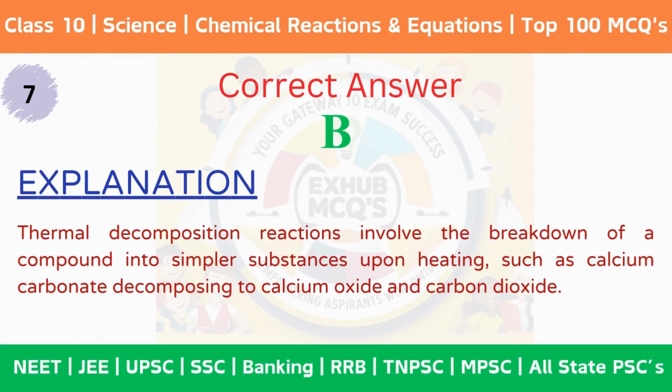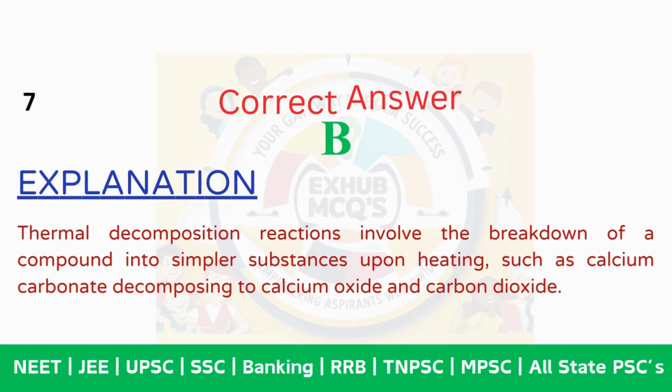The correct answer is option B, calcium carbonate breaking into calcium oxide and carbon dioxide. Explanation. Thermal decomposition involves breaking a compound into simpler substances using heat. For example, calcium carbonate decomposes to form calcium oxide and carbon dioxide.